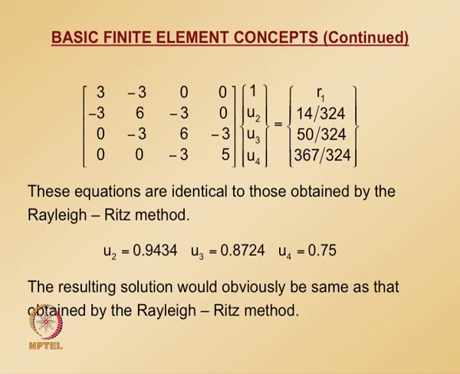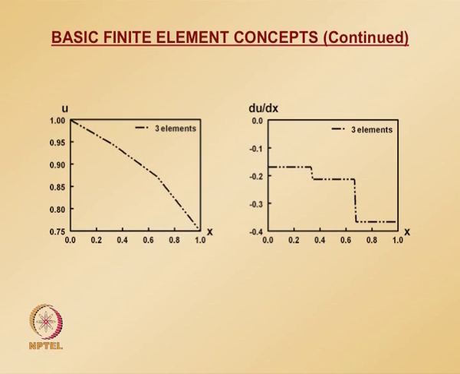So, solving this equation system by partitioning of matrices, you get U2, U3 and U4, and rest of the procedure is same. You can go to each element and find the element solutions and then plot the approximate solution and derivative of approximate solution. Okay, we will continue in the next class.